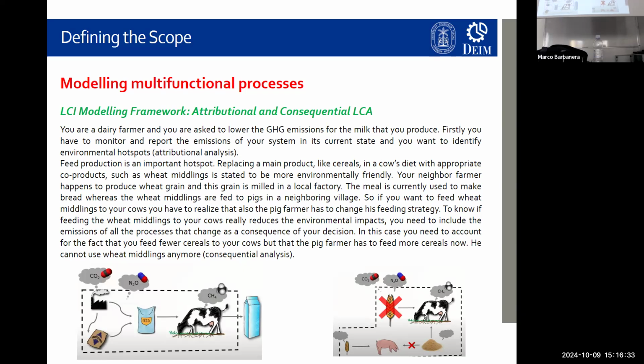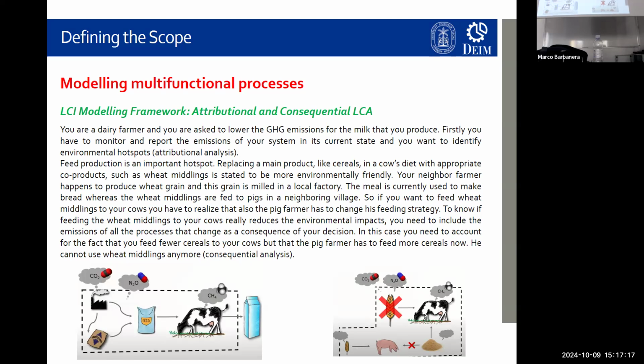Feed production is an important hotspot. So we find that feed production is one of the main important processes in the evaluation of greenhouse gas emissions for our milk. Okay, feed production for animals. So replacing a main product like cereals in a cow's diet with appropriate co-products such as wheat middlings is stated to be more environmentally friendly. Okay, this is the scenario.